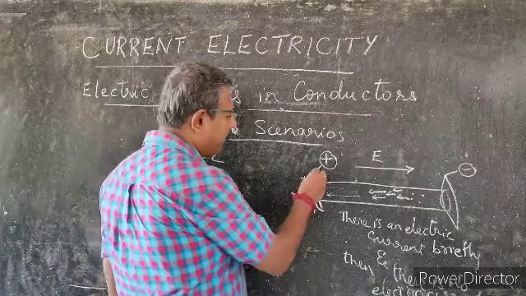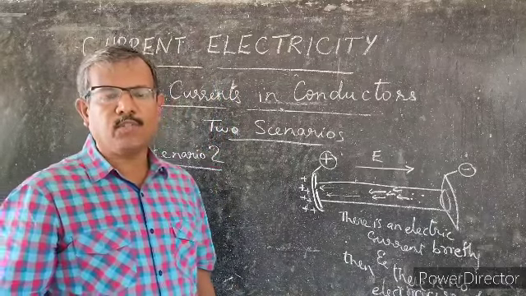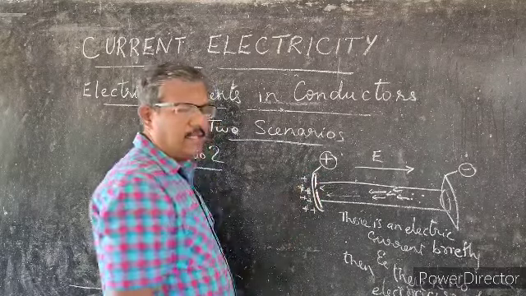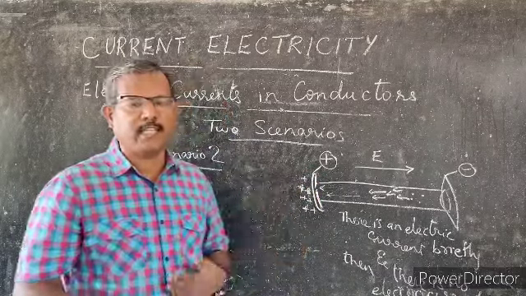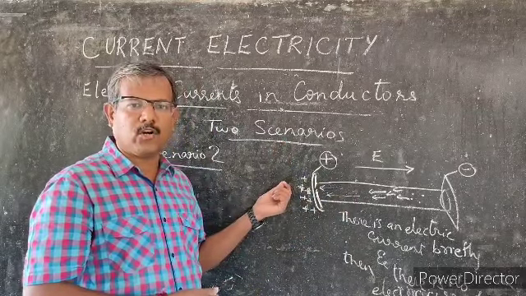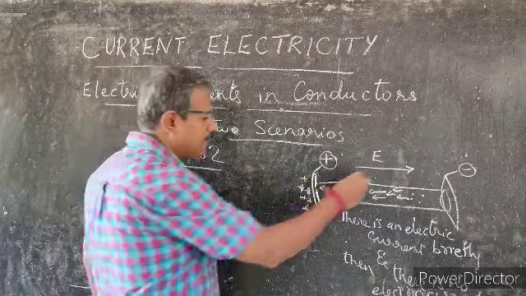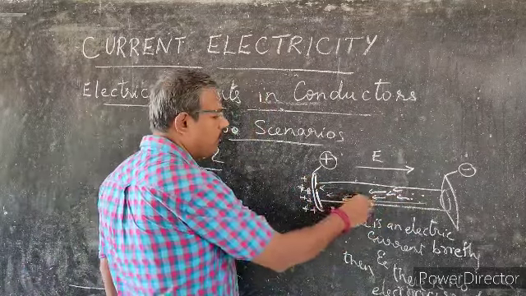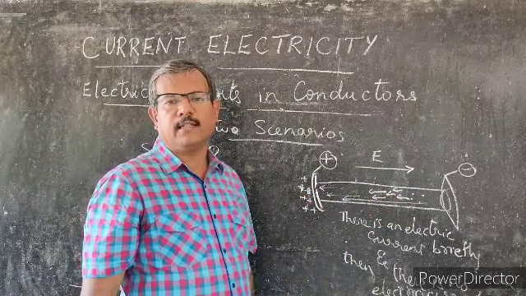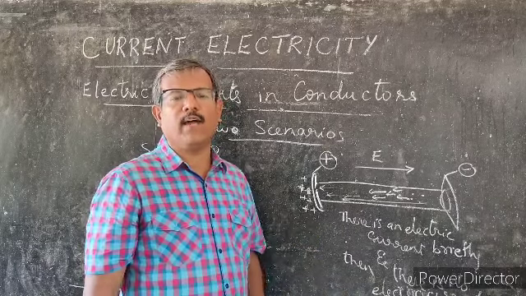But suppose I keep these two plates connected to some source which keeps replenishing the positive charges. It keeps replenishing the positive charges continuously, which means for every positive charge that's neutralized by an electron, I introduce one more positive charge. Then what I'll see is a continuous flow of electrons along the length of the conductor, which means there is a continuous flow of electricity.